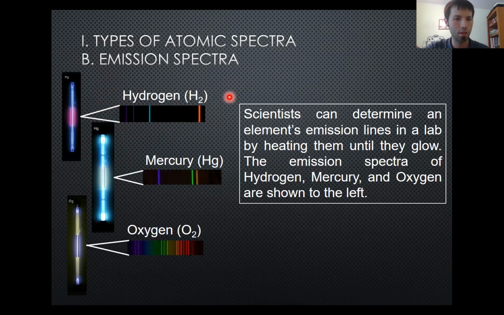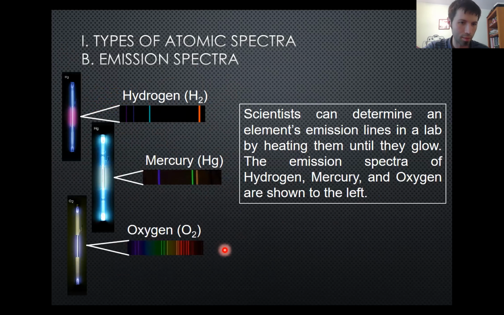So here's hydrogen's emission lines. It glows in a little bit of purple, blue, a greenish blue, and red. So those 4 specific emission lines identify, oh, this is hydrogen, H2. Mercury has purple, green, orange, and a tiny bit of red. It's kind of faint to see. So scientists know that those emission lines identify mercury.